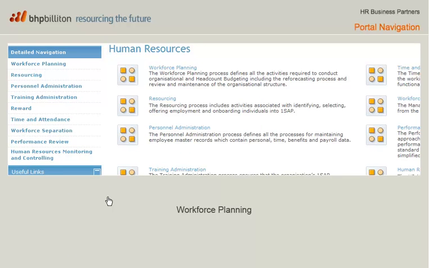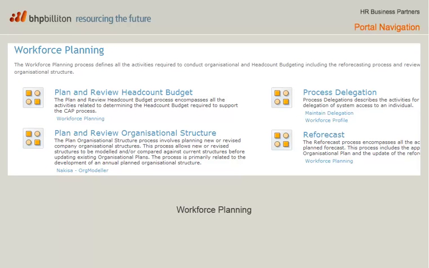Now let's take a look at the various sections of Human Resources on the portal. The detailed navigation pane displays all the sections for quick navigation. The detailed navigation pane is the easiest way to move through the sections. You can click on any blue hyperlink to access the corresponding information areas. The first link is Workforce Planning. The Workforce Planning screen has several hyperlinks available.